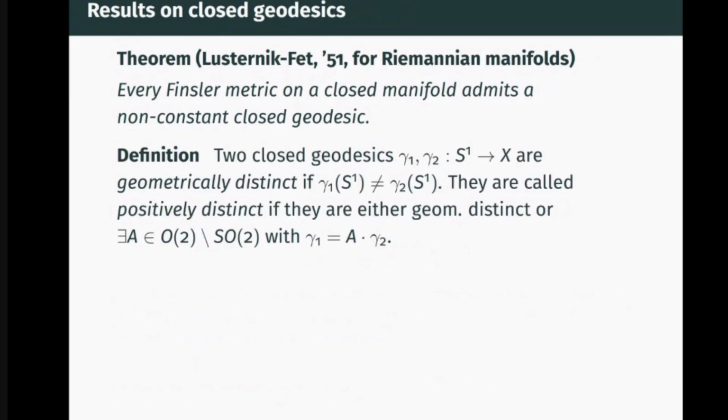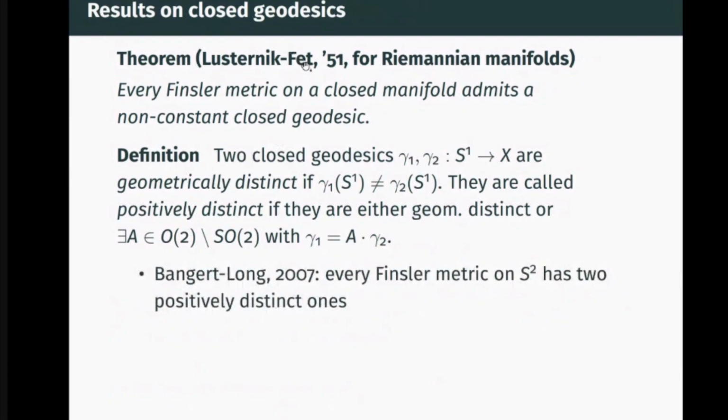Maybe I can quickly go through this. The results on closed geodesics: the existence of closed geodesics is still not completely clarified, how many and for which metric. So for the Finsler case, we can say, first of all, from the theorem of Lusternik and Fet from 1951, which was stated for the Riemannian case, but the proof goes through line by line to the Finsler case, that every Finsler metric on a closed manifold admits a non-constant closed geodesic. Then we want to study how many geometrically distinct ones there are.